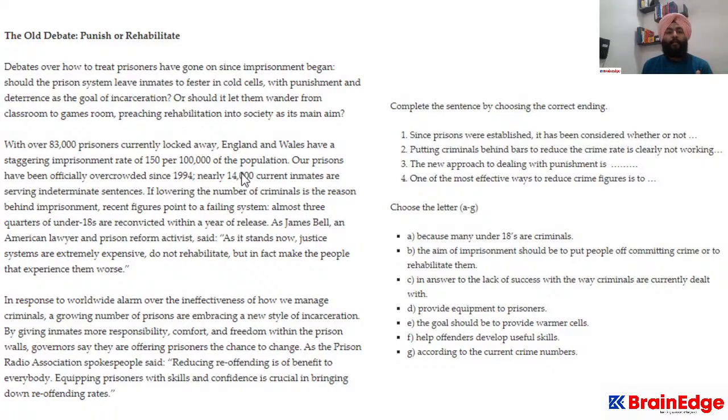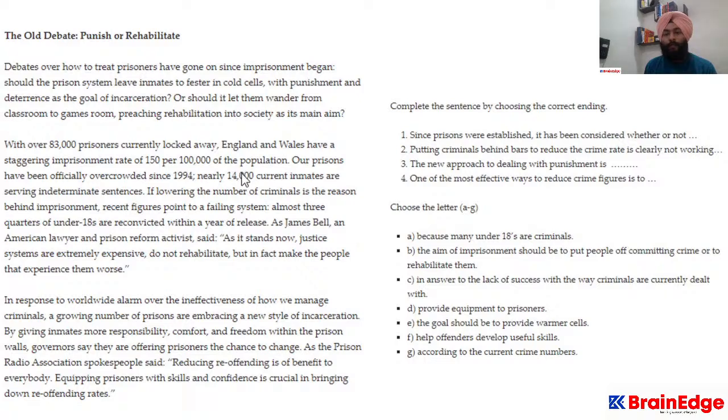So this is a sentence; where's the full stop? Here's the full stop. If lowering the number of criminals is the reason behind imprisonment, putting criminals behind bars to reduce the crime rate is clearly not working. Recent figures point to a failing system. Clearly not working, that means something is failing. How? Recent figures point to a failing system. Recent figures are telling us this. So what's the synonym of recent figures?